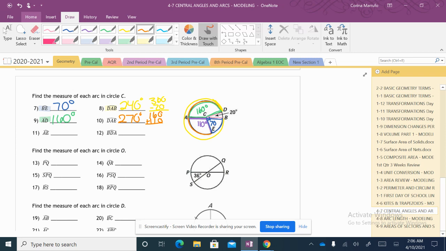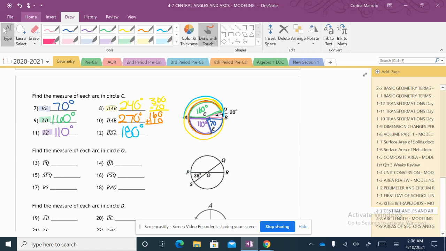All right, from A to E. From A to E, we already figured out from A to E is 110. And then the next one, B to D to A. So from B to D first, and then around to A is half a circle. So that is going to be 180 degrees.